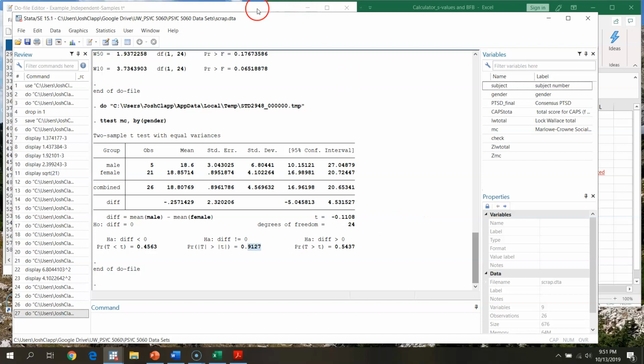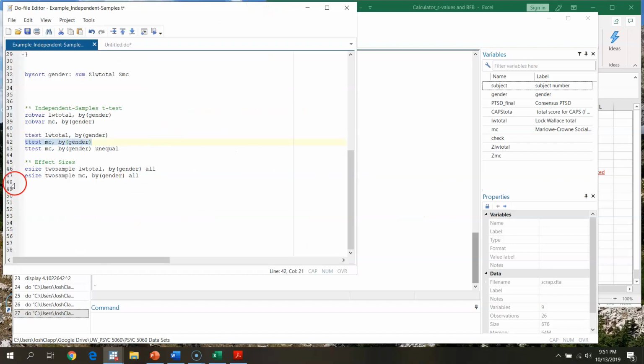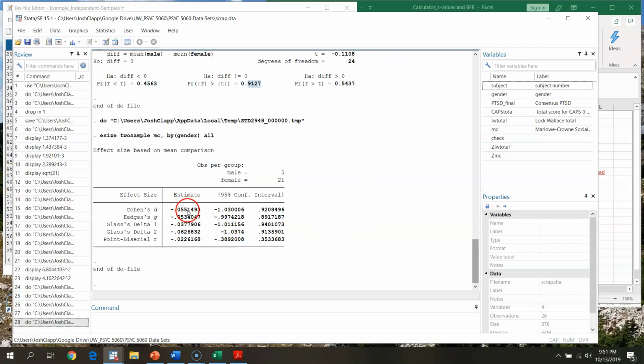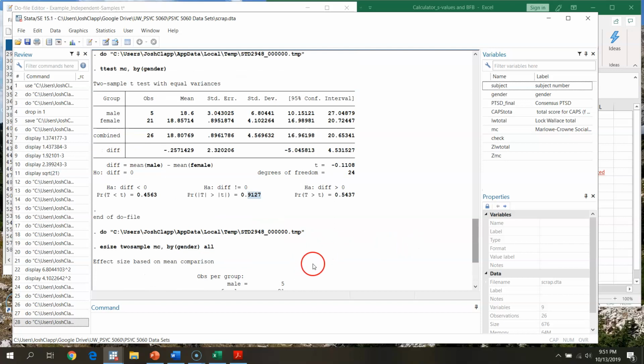If we were to calculate our effect sizes for the Marlowe-Crowne by gender, again, we see incredibly small effect sizes, less than 1/10 of a standard deviation difference, right? So it doesn't look like there's anything going on here.